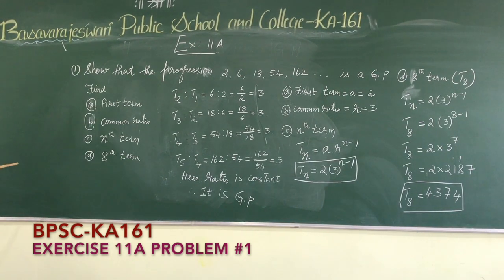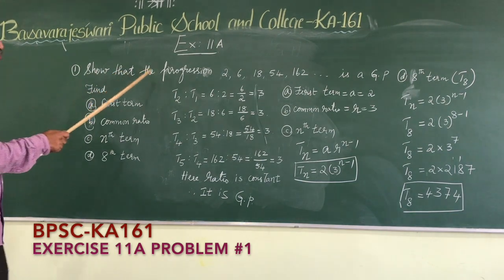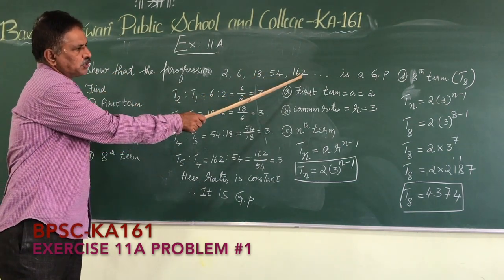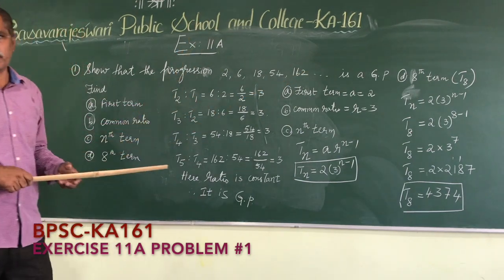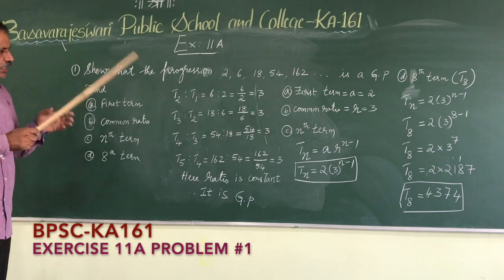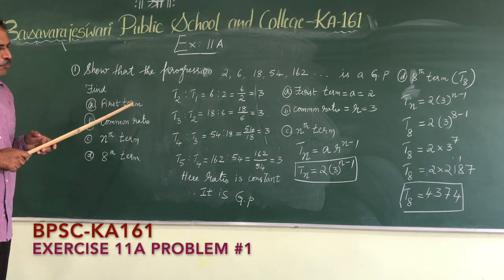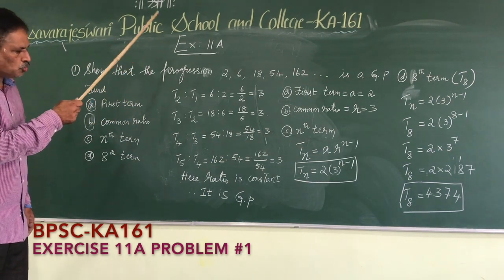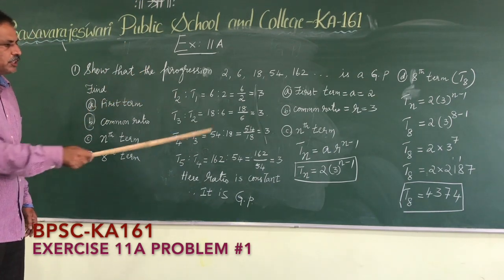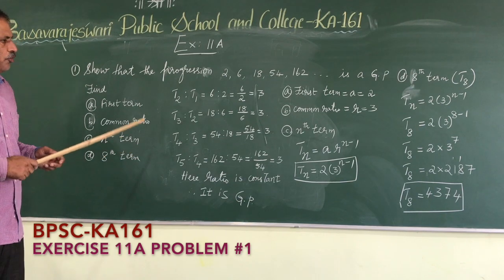Yes, I'll explain again. This is 11th A, the first question I have taken. The question is: show that the progression 2, 6, 18, 54, 162 and so on is a geometrical progression. To show that the given sequence is a geometrical progression, first you have to show that the common ratio between a term and its preceding term is constant. So you have to take one by one.